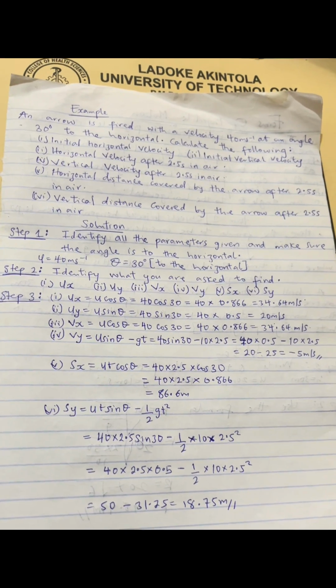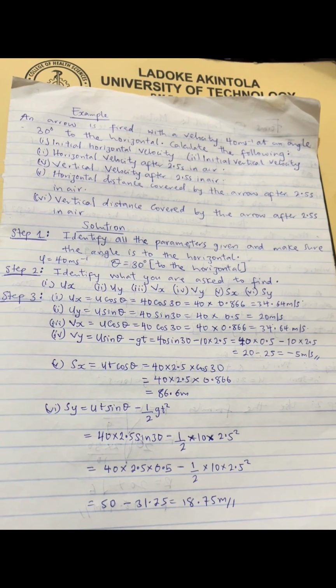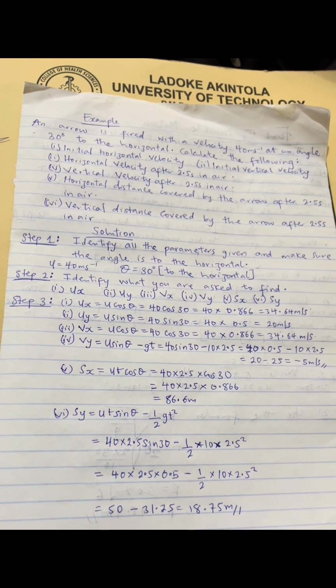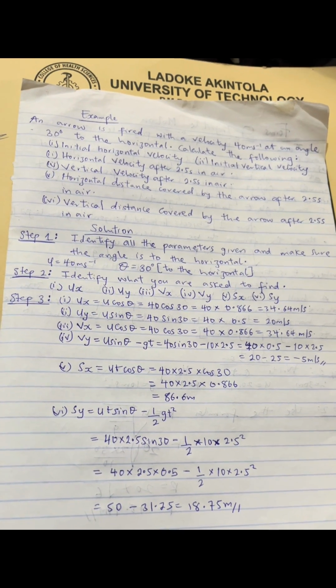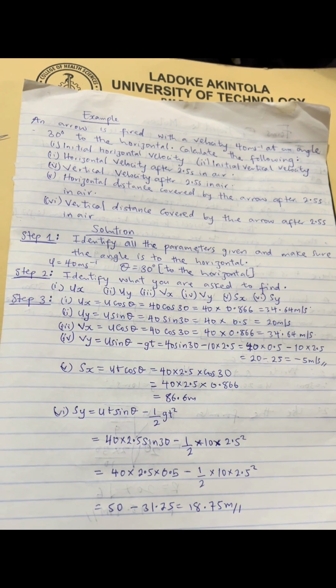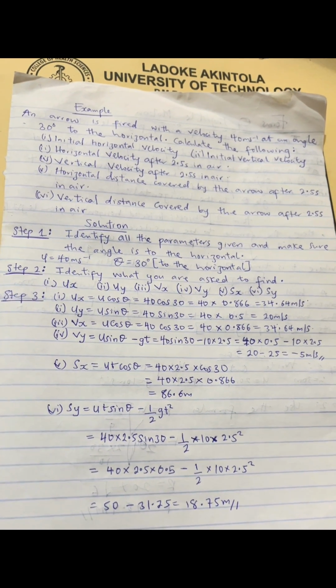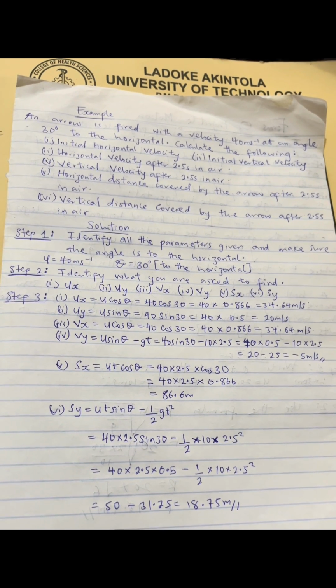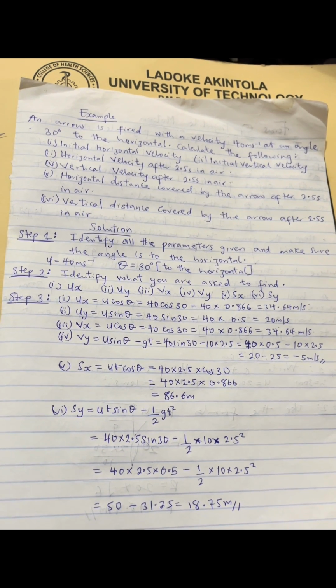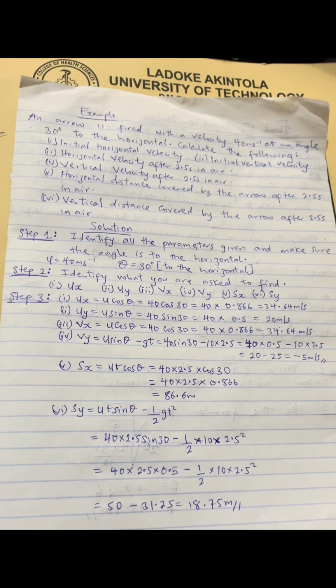So we have a question here. An arrow is fired with a velocity 40 meters per second at an angle 30 degrees to the horizontal. Calculate the following: initial horizontal velocity, initial vertical velocity, horizontal velocity after 2.5 seconds in air, vertical velocity after 2.5 seconds in air, horizontal distance, vertical distance.